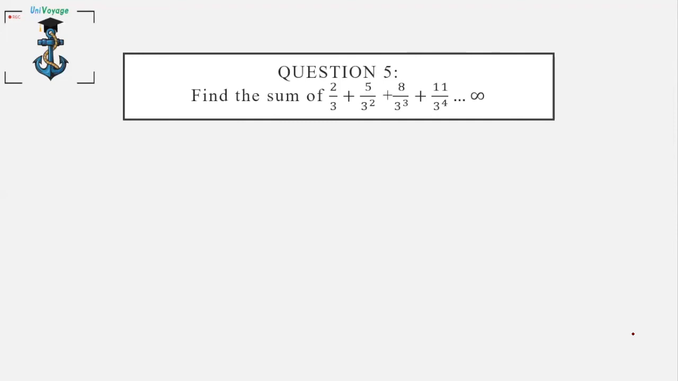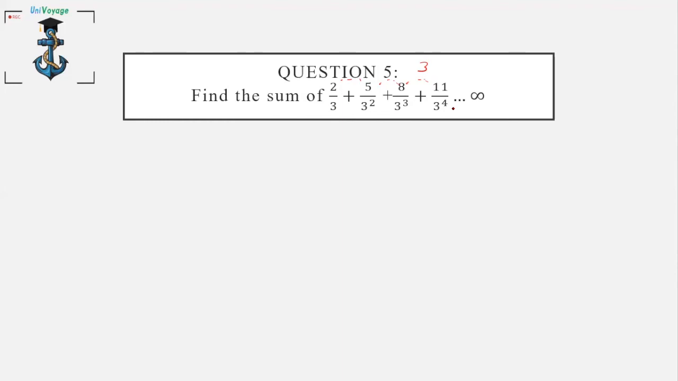Find the sum of 2 by 3 plus 5 by 3 square plus 8 by 3 cube plus 11 by 3 raised to 4 till infinity. So you can notice here that in the numerator we have an AP, right? We have a difference of 3 here as well, and here a difference of 3. And in the denominator you can see a GP, which is into 3 into 3 into 3.